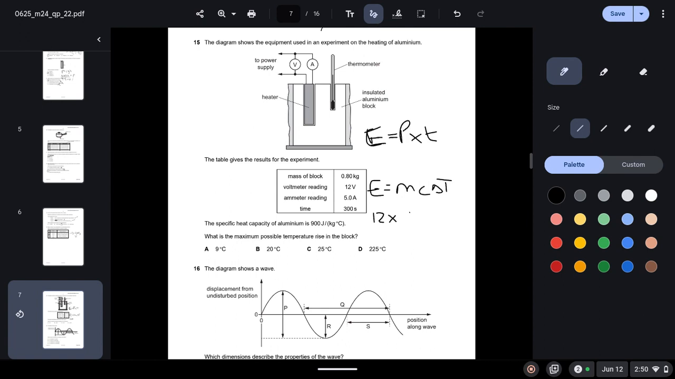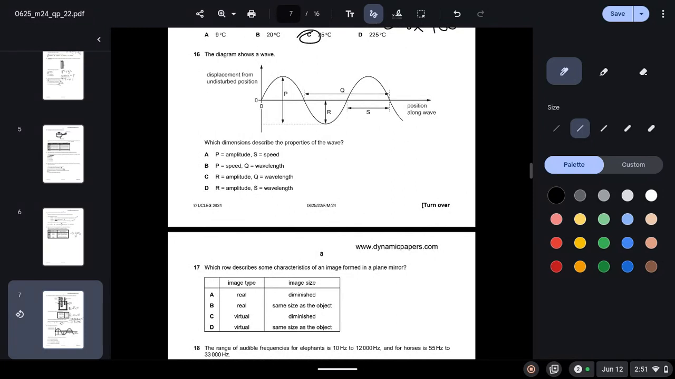12 into 5, and the time they have given us is 300 seconds. This is your energy. You have to calculate the change in temperature. Mass you have as 0.8, and the specific heat capacity is 900. So just put this in the calculator and the answer will come out to be 25 Celsius.